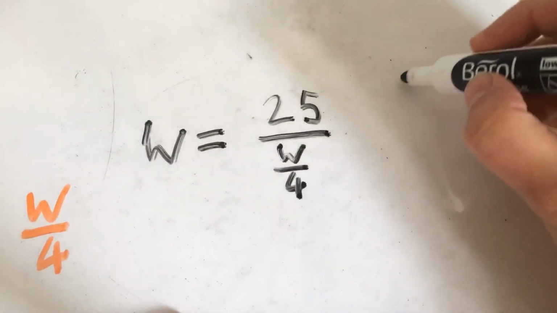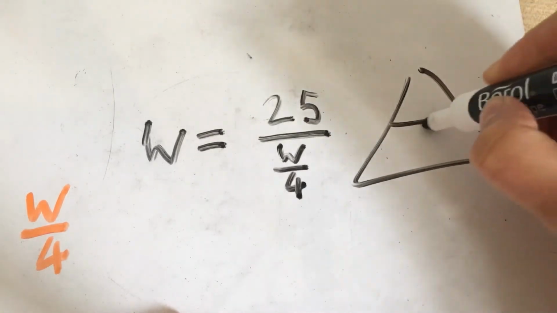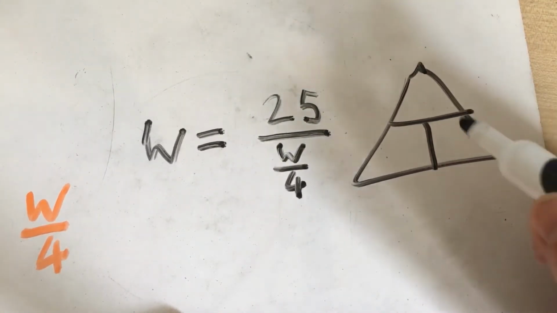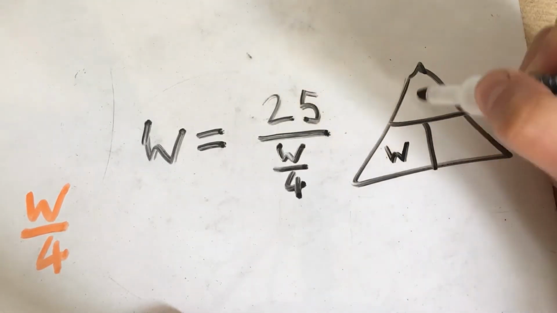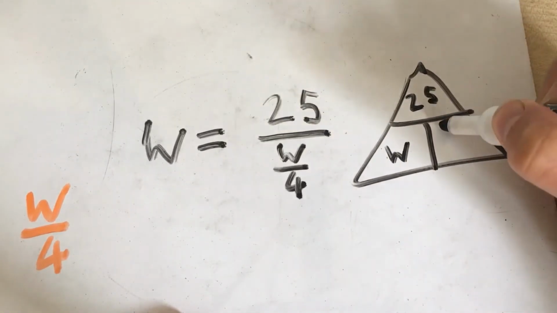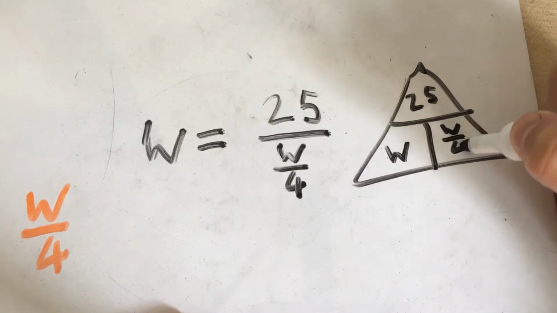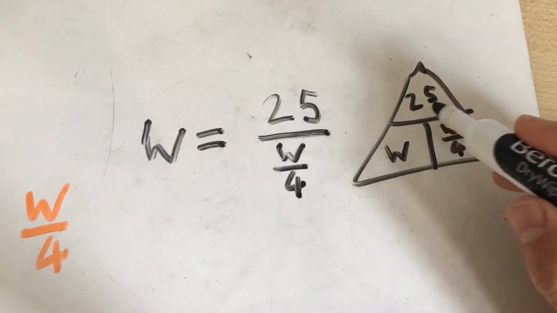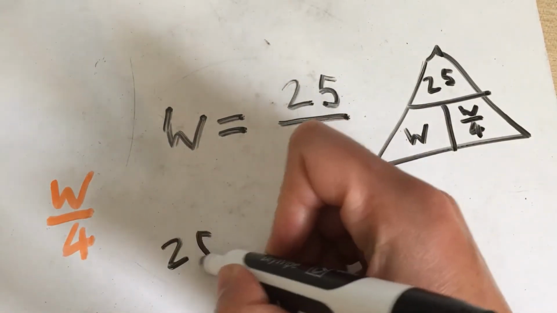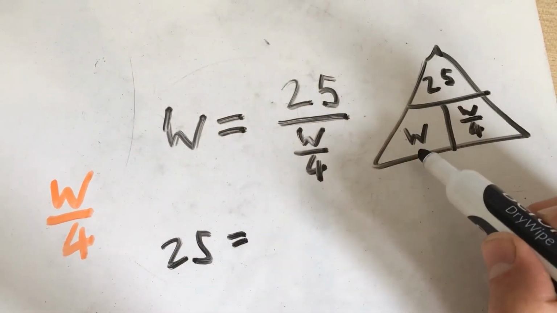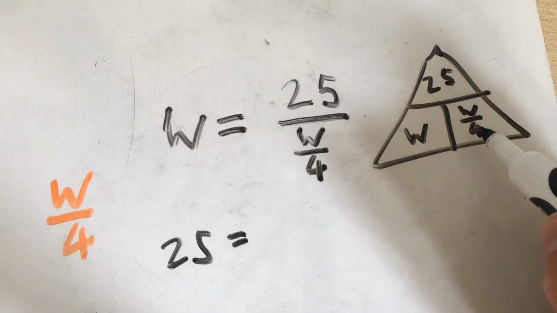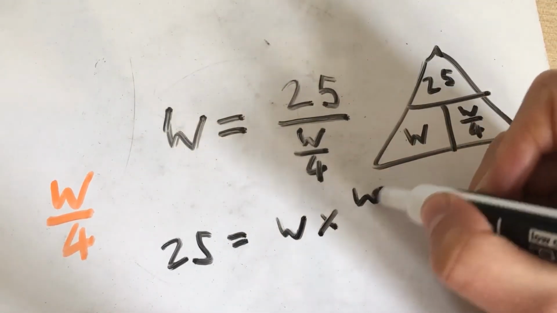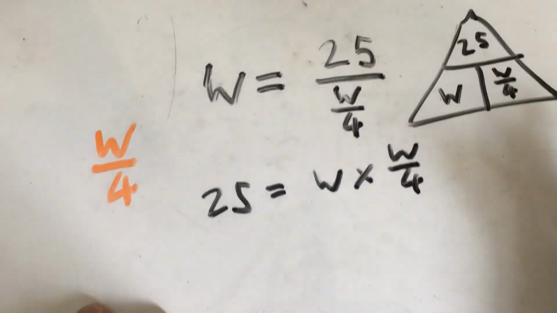You might remember these useful triangles from other subjects like physics, where we use speed, distance and time. So here we have W equals 25 divided by W over 4, or a quarter of W. So I can say from here that 25 is equal to the product of W and W over 4. So that's W multiplied by W over 4.